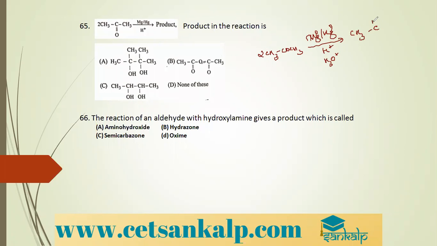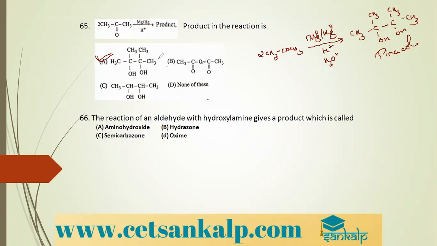CH3C, CH3. This oxygen gets converted to OH. Another molecule gets combined here, CH3OH, CH3. This is the compound we get. So what is the name of this compound? We have already discussed this in our synopsis. The name of this compound is pinacol. So the correct option is this. It is pinacol. Okay. Then next question.